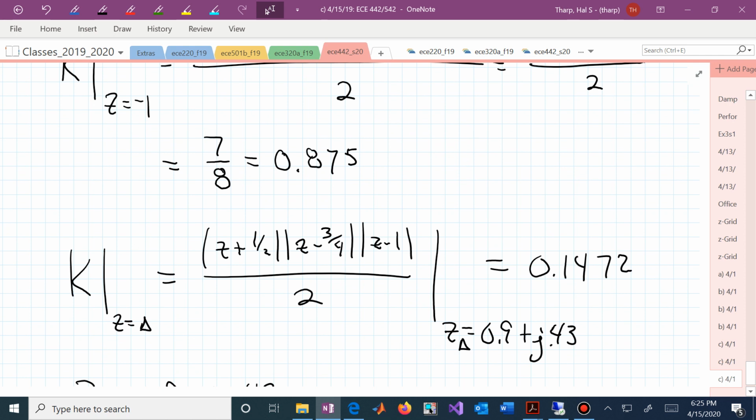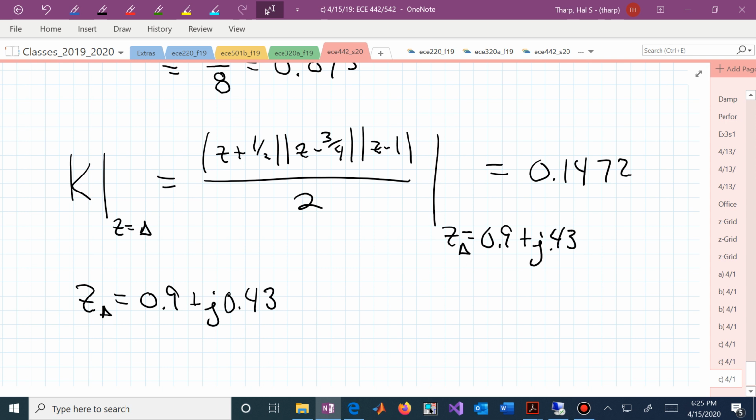We kind of eyeballed that. That now gives us a gain of 0.1472. That value is less than the 0.875, so in fact, we leave the unit circle with those two branches that are approaching those construction asymptotes much sooner than we leave the unit circle going out towards -1 or to minus infinity. So the point z sub delta of 0.9 plus j 0.43 is the value where we first find that we go unstable.